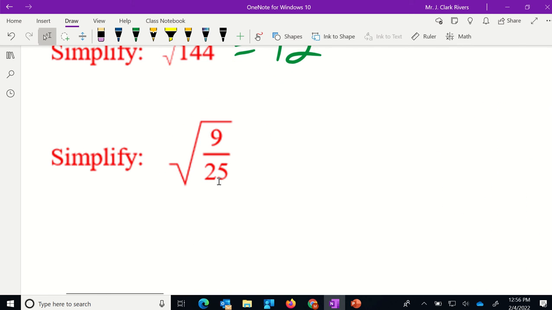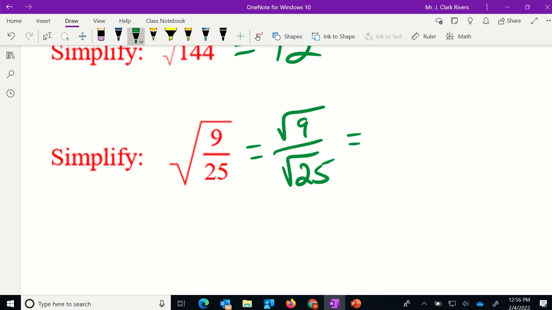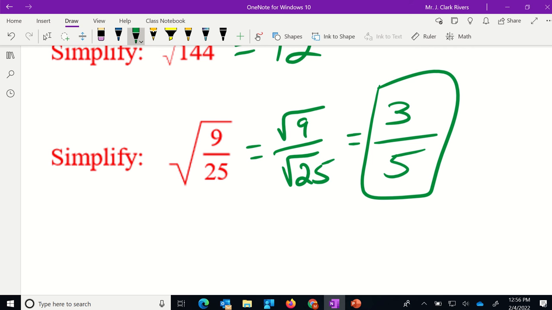This is the square root of 9 over the square root of 25. So what's the square root of 9, everybody? 3, and the square root of 25 is? 5. So we get 3/5. Sometimes you can simplify that. We cannot. It's already simplified, I should say. So there you go.